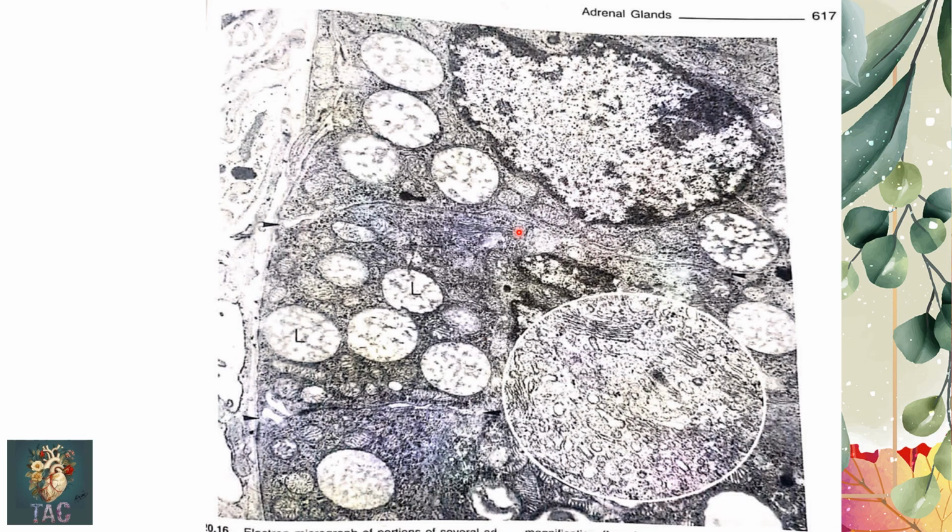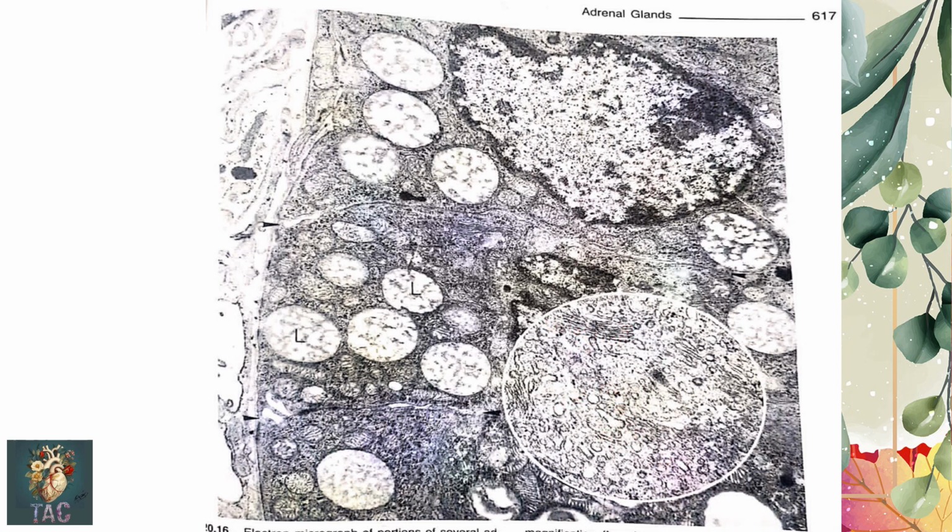This is the electron micrographic picture of the cells of the zona fasciculata. Here you can see the nucleus of the zona fasciculata. A large number of mitochondria are present over here, and also the smooth endoplasmic reticulum, and in addition a large number of lipid droplets are also seen. This inset shows a large number of smooth endoplasmic reticulum and Golgi apparatus which is well developed in this case.